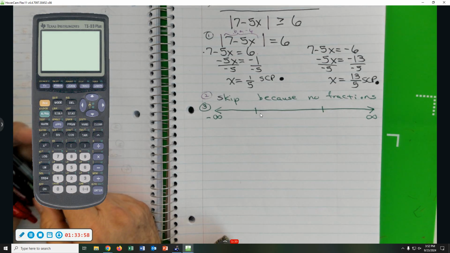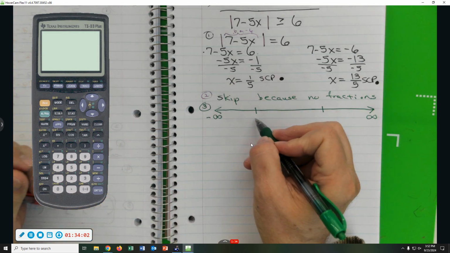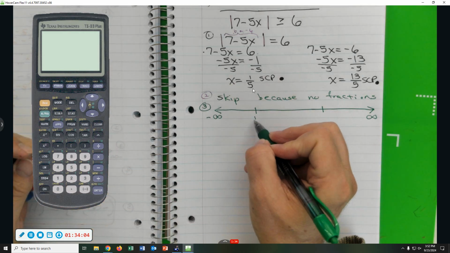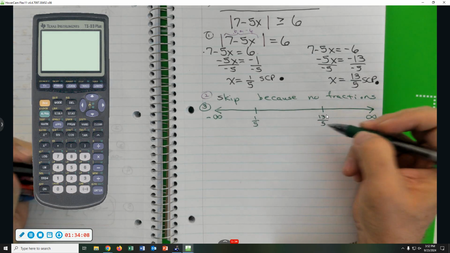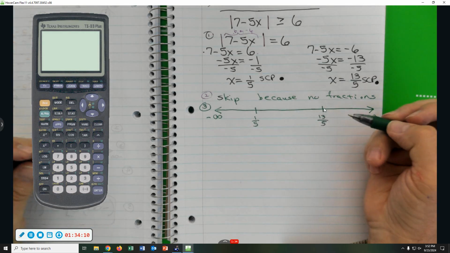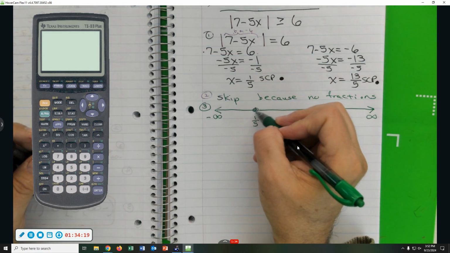So we have 2 cut points to label. Which one do I label first? 1 over 5 is smaller than the 13 over 5. 13 over 5, what is that? That is 2 3/5. So that's definitely bigger than 1/5. And we said it was closed.